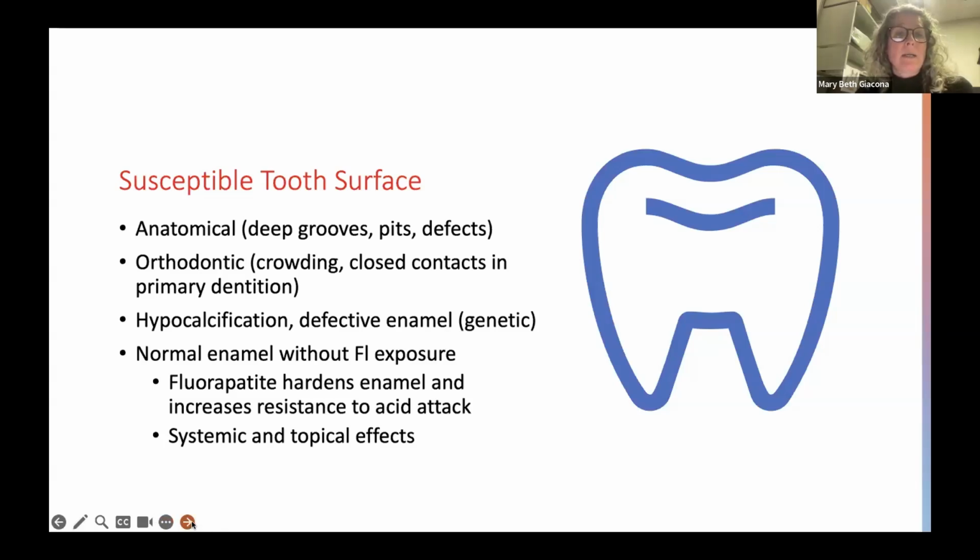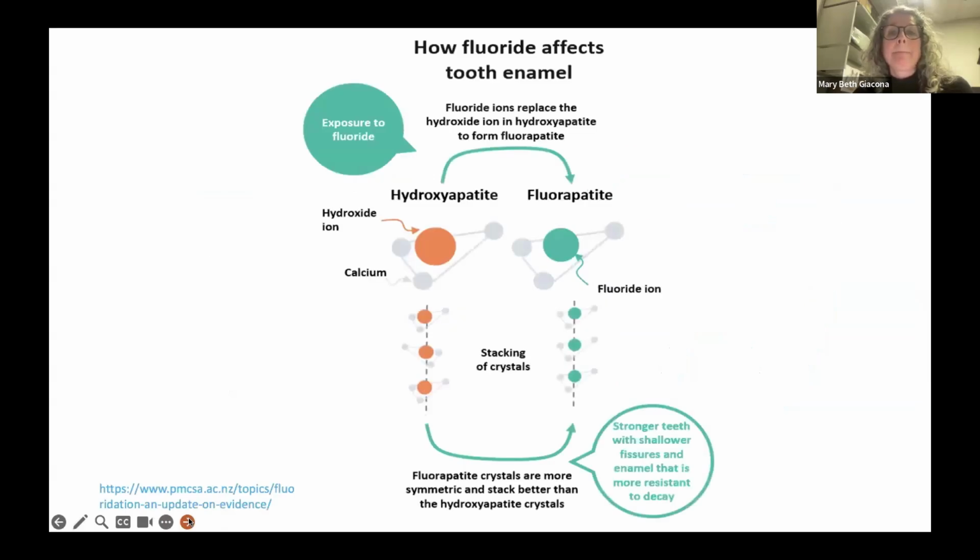And then we're going to take a little deeper dive into this, but enamel fluoride exposure can happen through systemic or topical routes. So this is a diagram. I'm citing the source that I got it off of the internet here on the bottom left, but basically showing how incorporation of fluoride into enamel actually changes the crystal structure. So it makes them more symmetric, as it says on the bottom here, and they stack better. So it's a tighter, harder enamel once it's been exposed to fluoride.